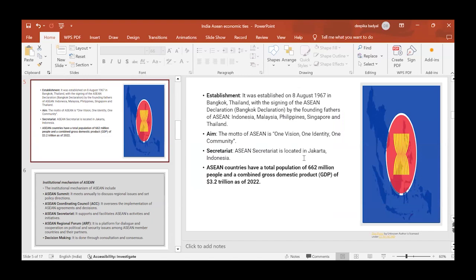One interesting fact about ASEAN countries is that they represent a total population of 662 million people, and they account for nearly 3.2 trillion. It was the estimate of 2022, but according to the latest estimates, that has gone up to $4 trillion of the global GDP. So these countries have become significant economic powerhouses on their own. It is a free market economy.